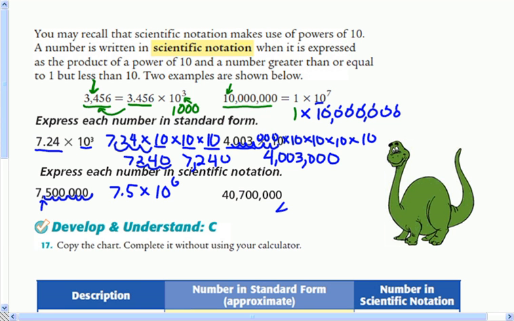So we'll do one more here. To get a number that's greater than or equal to 1 but less than 10, we're going to put the decimal right there. So we're going to get 4.07 times 10, and to get it from this place all the way to the end, we would have to multiply by 10 3, 4, 5, 6, 7 times. So 10 to the 7th power is that number.